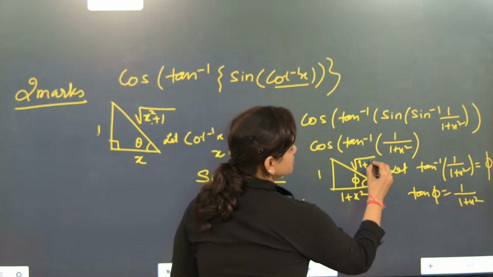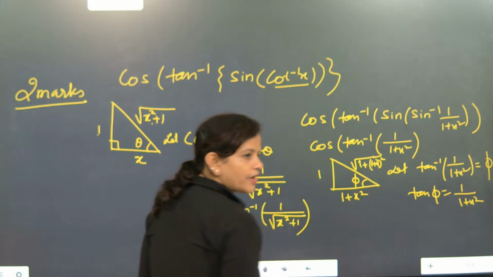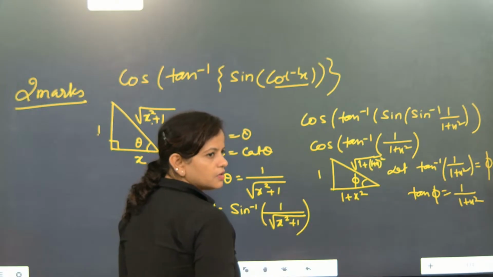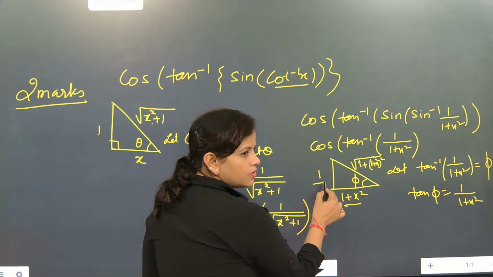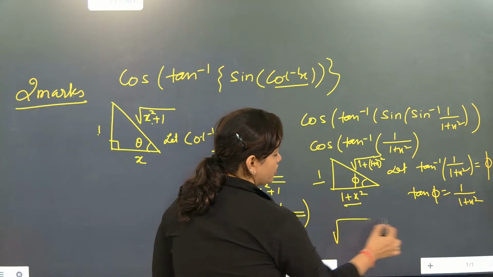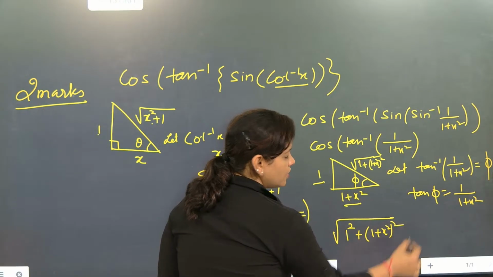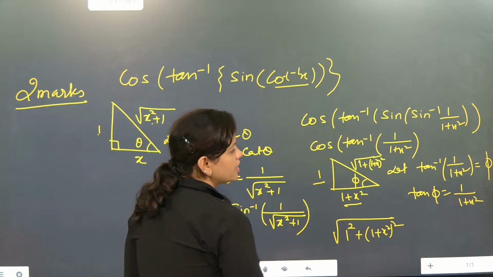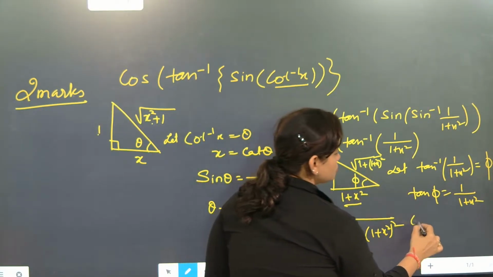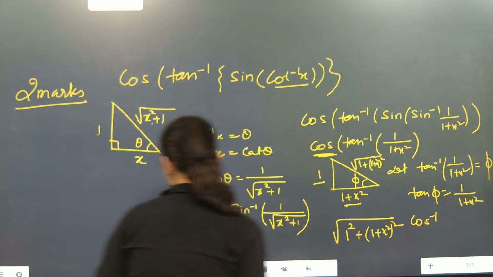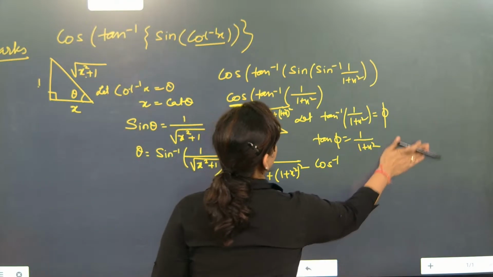1 plus x square whole square. Understood? Correct, na beta? This is base and this is perpendicular. So hypotenuse is what? Base square plus perpendicular square. Correct? So that means what? But we have to bring it in the format of cos. So what is cos inverse? What is cos inverse coming?